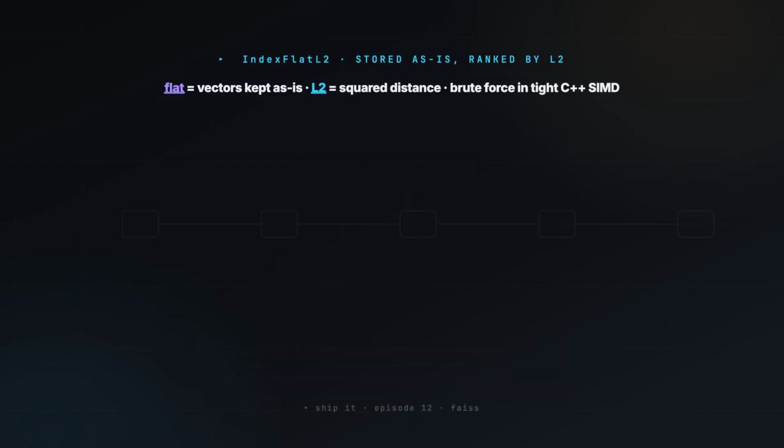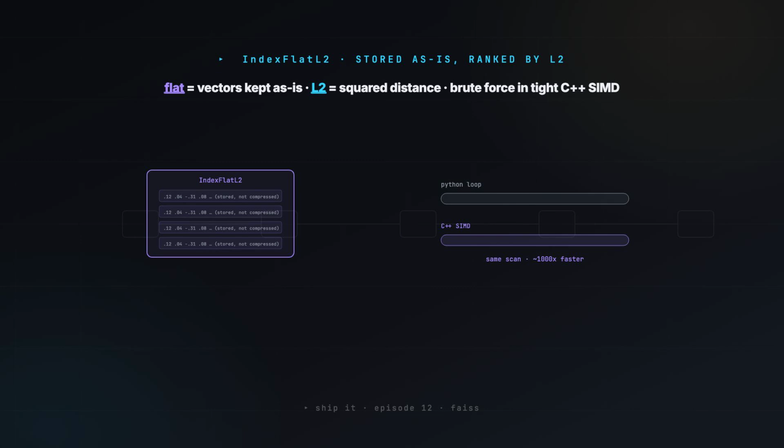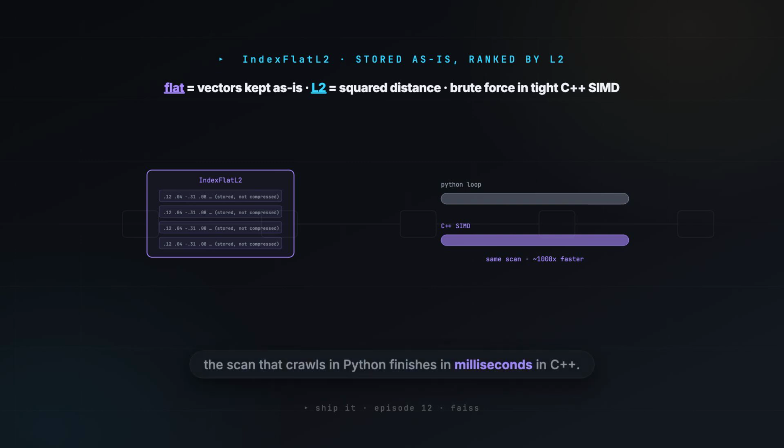FAISS is Facebook's library for doing exactly that, but fast. The simplest index it offers is IndexFlatL2. Flat because it stores your vectors as is, L2 because it ranks them by squared Euclidean distance. It's still brute force under the hood, but it's brute force in tight C++ with SIMD. So the same scan that crawls in a Python loop finishes in milliseconds.